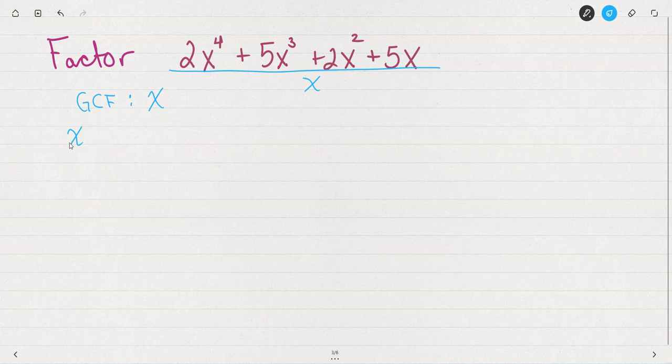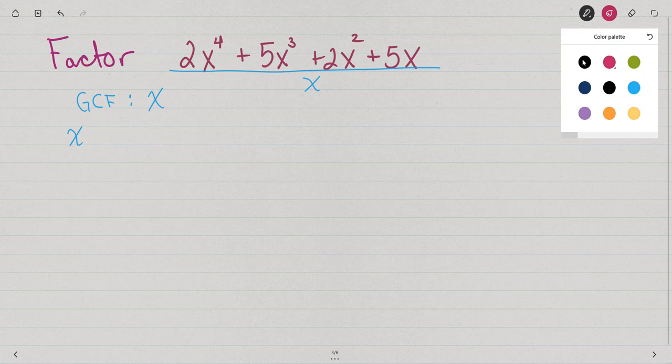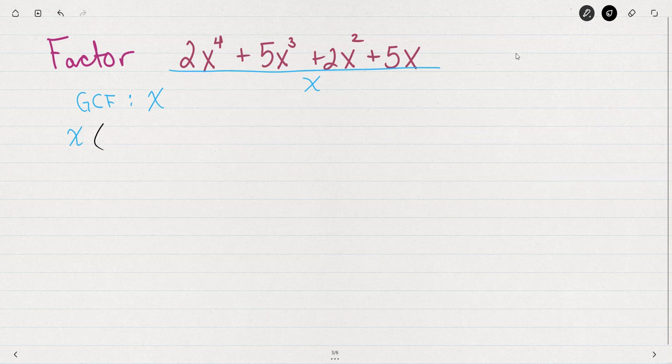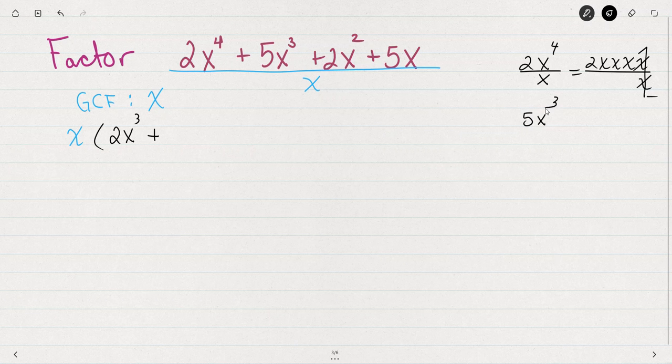So when I factor this, I'd have x and then 2x to the 4th. Off to the side, what I'm thinking is 2x to the 4th divided by x. So that's 2 with 4 x's divided by x. 1x divides out to a 1. So I have 2x cubed left. 2x to the 4th divided by x is 2x cubed. Do the same thing for the 5x cubed. 5x cubed divided by x is 5x squared.